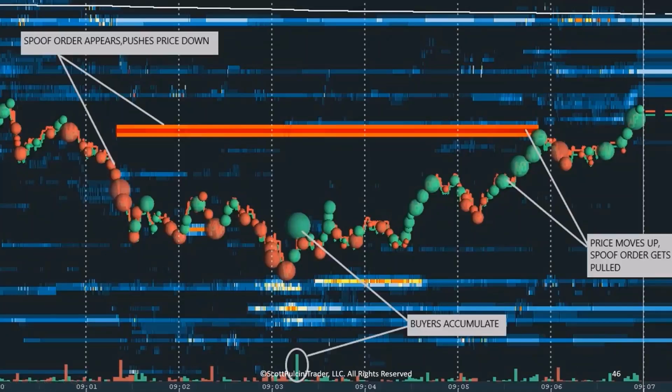And then you see another example here. The price goes over here, and as soon as the spoof order appears, price sells off, comes around this area. There's some buying and that's accumulating down here. They want to buy, and then as soon as the price moves up, the spoof gets pulled. This spoof does not get executed whatsoever. The intention of this order was simply to scare the market down, so that somebody could just accumulate down here. Okay.